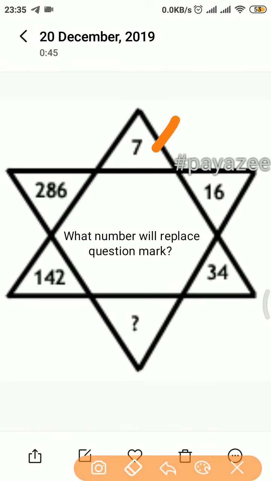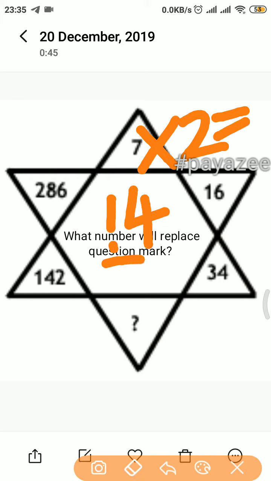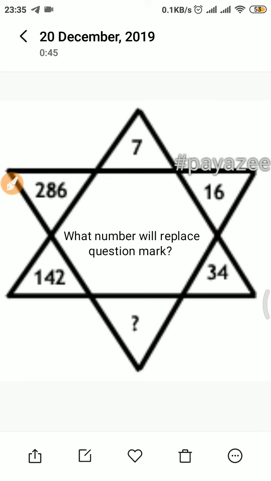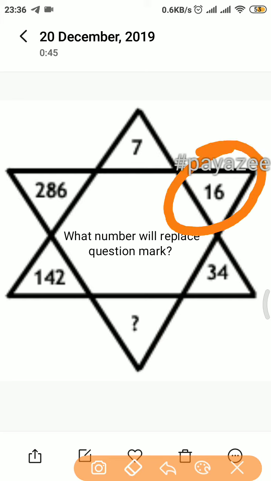Let me solve this. 7 into 2 is equal to 14, plus 2 is equal to 16. Okay, so 7 into 2 is 14, plus 2 is 16. Now let's solve this 16 one. How does this 34 come? So this is also the same logic.